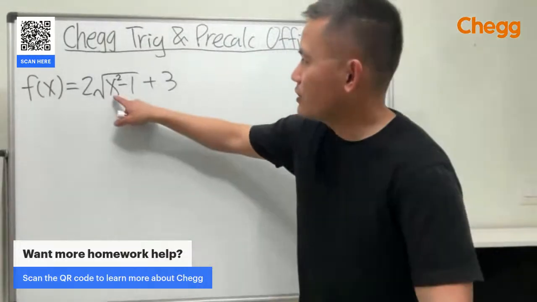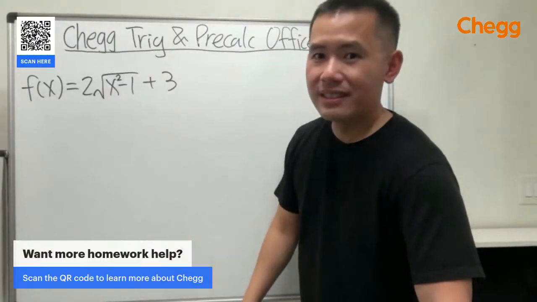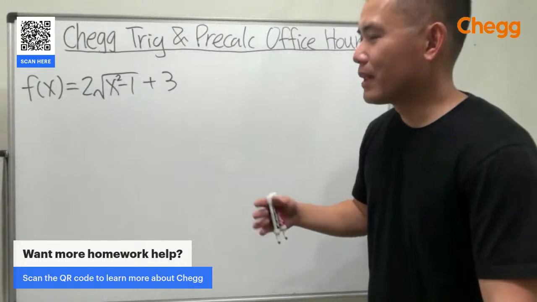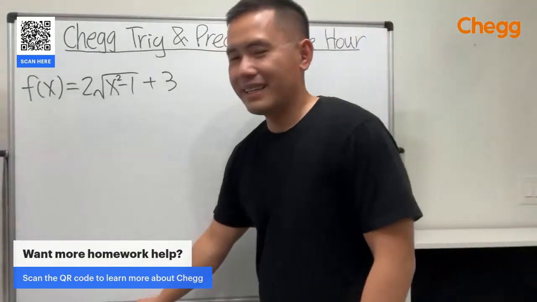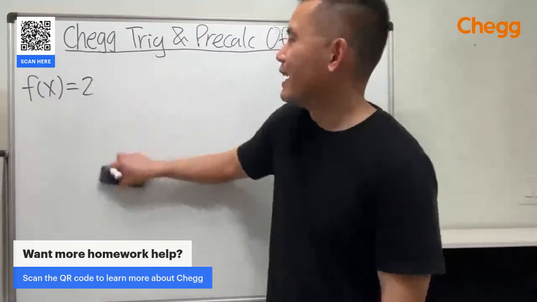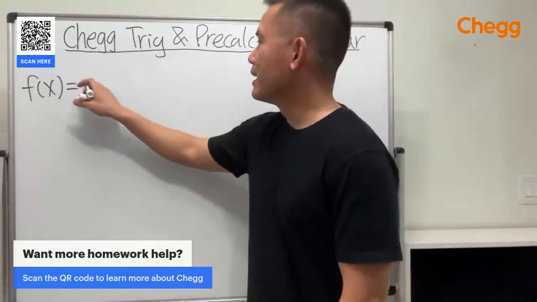I just changed it to x squared minus 1 in the square root. Well, actually, no. This right here is still okay. This right here is still going to give you plus or minus. Sorry. I'm going to just change the function. I shouldn't be that lazy. Let's put down what we did earlier.